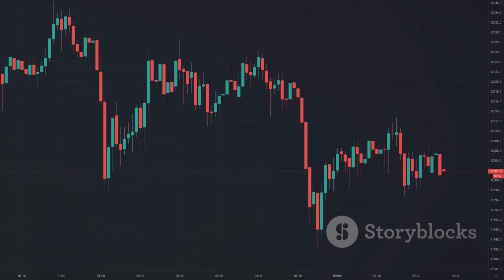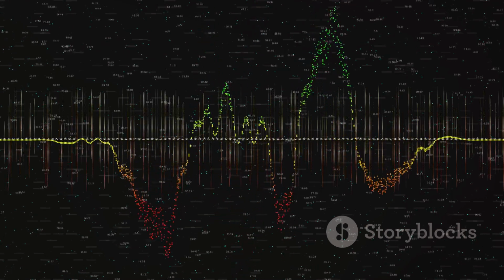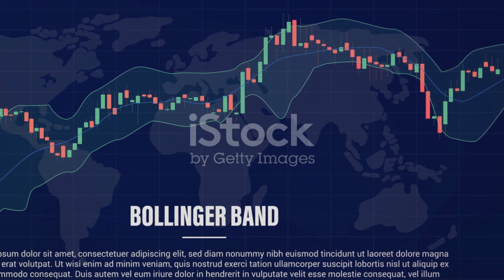Another technique is Bollinger Bands. This tool uses a set of trend lines plotted 2 standard deviations away from a simple moving average. It's like a rubber band. The more stretched it is, the more likely it is to snap back.